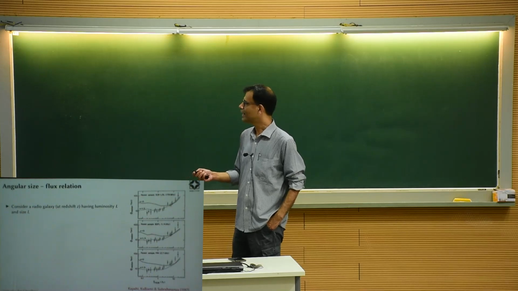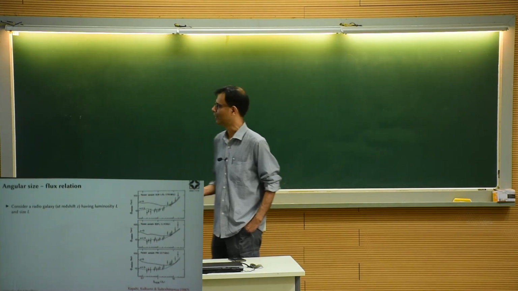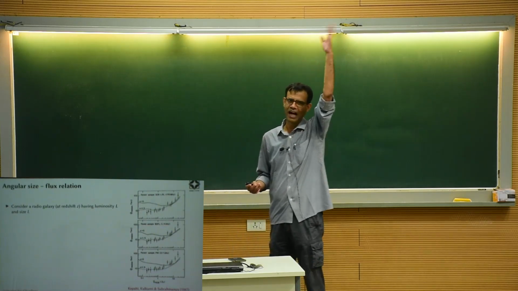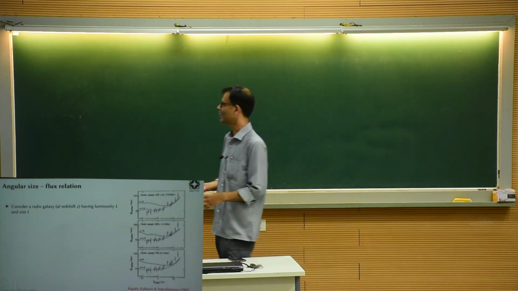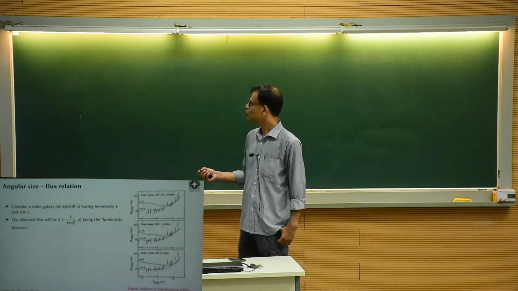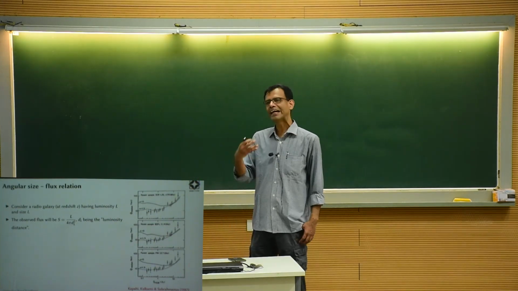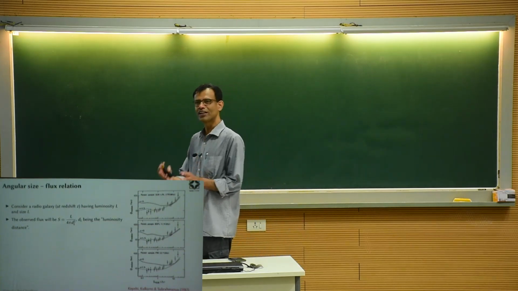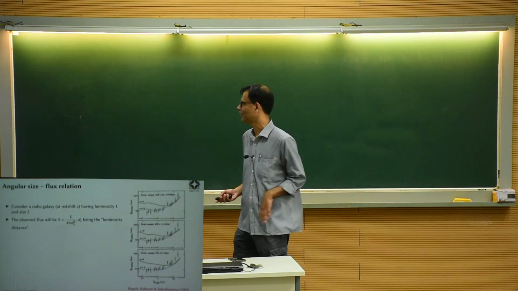So imagine there is a radio galaxy having a luminosity L and some size small l, at some large distance, and you see I'm using redshift to tell that it's some large distance. Now, if it has a luminosity L, the observed flux will be luminosity divided by 4 pi distance squared. In cosmology, again, defining distance is a non-trivial thing. So in this case, we will use something called luminosity distance. Don't worry what it is.